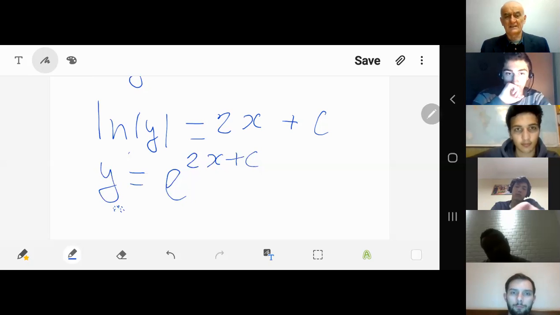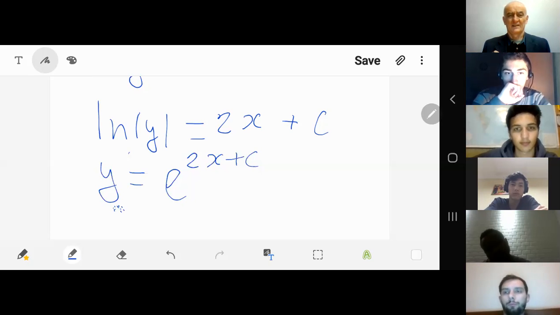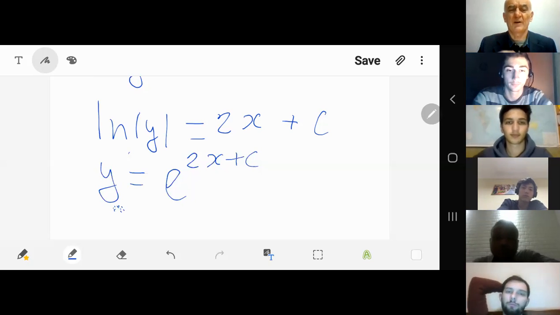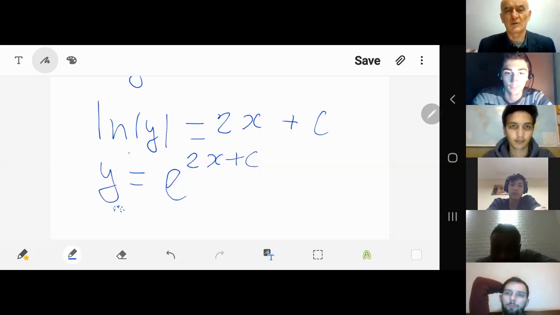In the right side, here we have an exponential function, e to power 2x plus c. And this function is always positive. E is a real number, it's positive. And a positive number in the power of any number is always positive. And that's why we don't need absolute value.